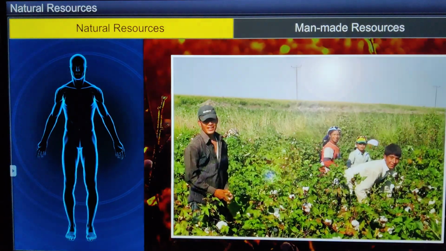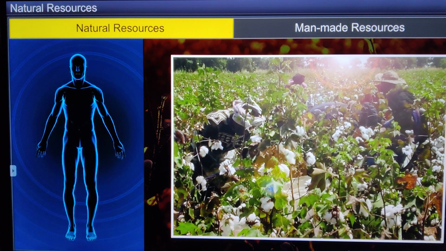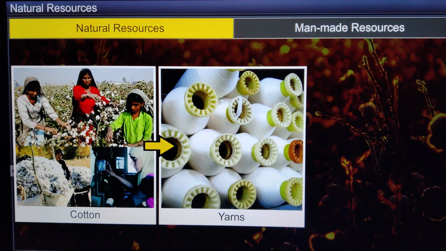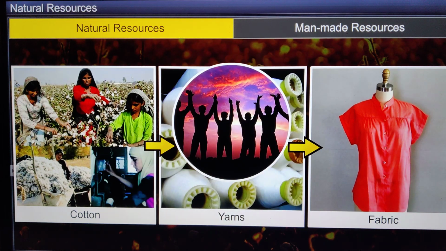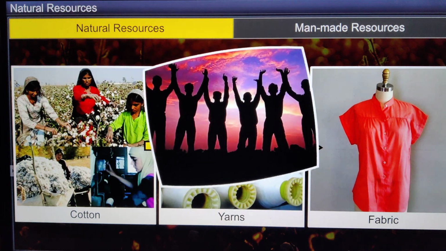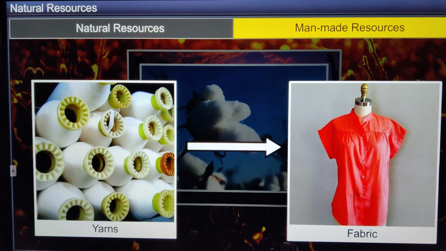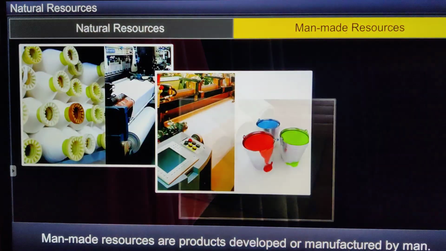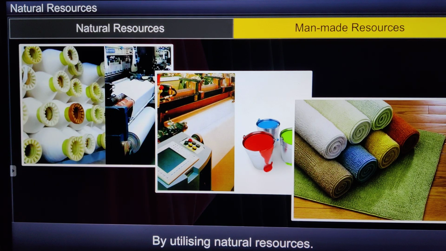For instance, workers are hired to work in fields and obtain cotton, a natural resource. This cotton is then processed into yarns, which is used to make fabrics. All these processes take place by utilizing human resources. Incidentally, human resource is the only natural resource that is capable of converting other natural resources into man-made resources that can be defined as products developed or manufactured by man by utilizing natural resources.